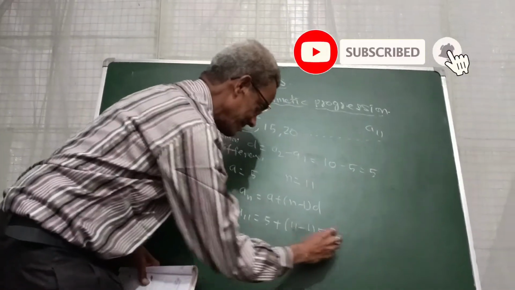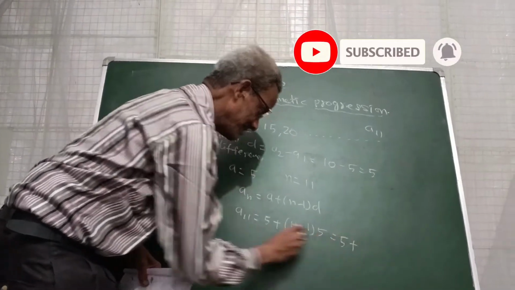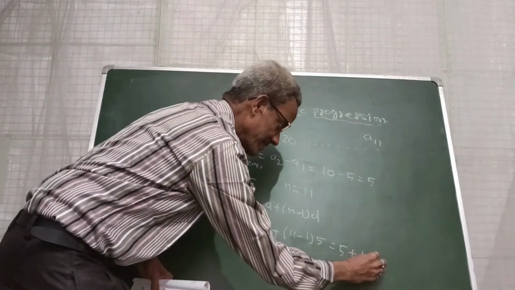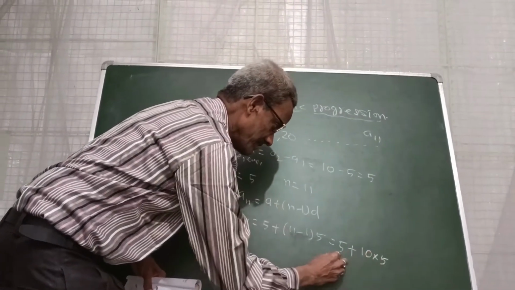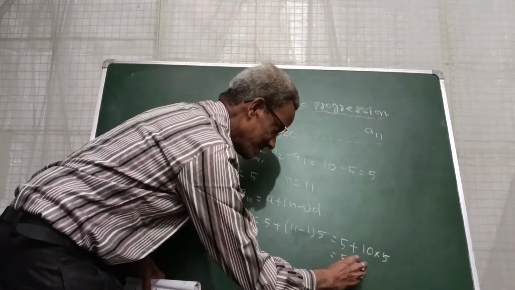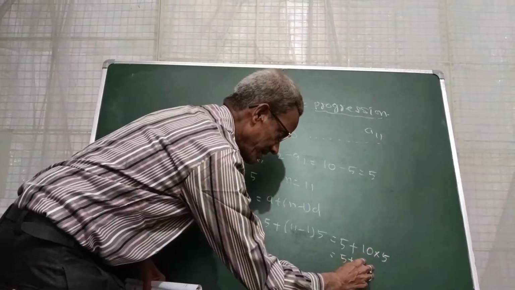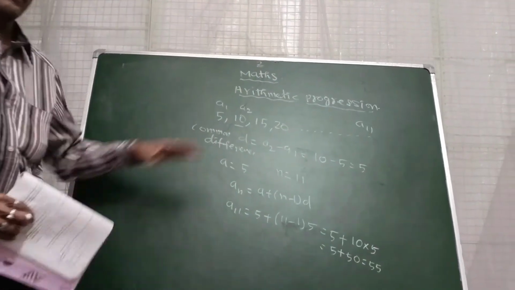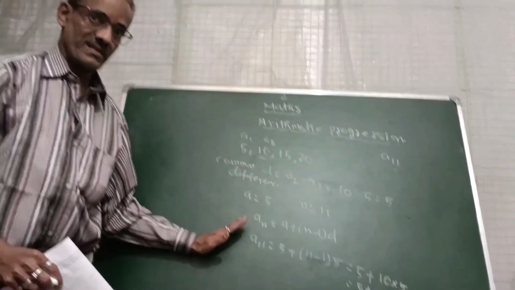How do you calculate this? First write 5, then 11 minus 1 is 10. 10 into 5 multiply. 10 fives are 50. So the final answer is 55. This is how we have to do the calculation.